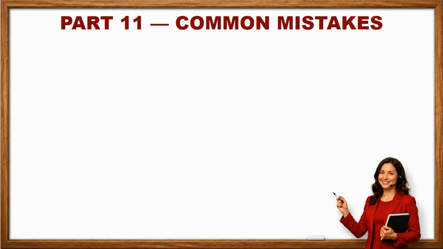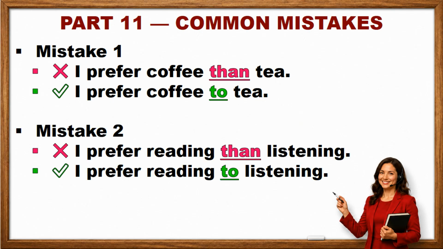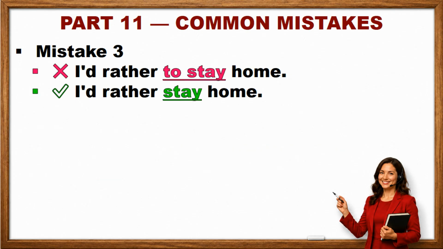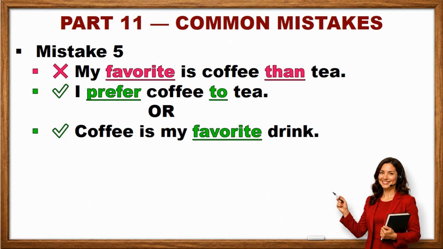Part 11. Common mistakes. Mistake 1. I prefer coffee than tea. Correct: I prefer coffee to tea. Mistake 2. I prefer reading than listening. Correct: I prefer reading to listening. Mistake 3. I'd rather to stay home. Correct: I'd rather stay home. Mistake 4. I like coffee better tea. Correct: I like coffee better than tea. Mistake 5. My favorite is coffee than tea. Correct: I prefer coffee to tea. Or, coffee is my favorite drink.